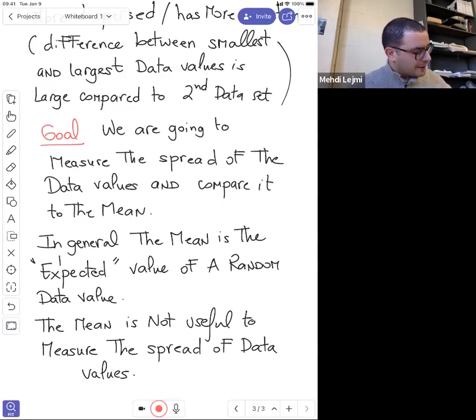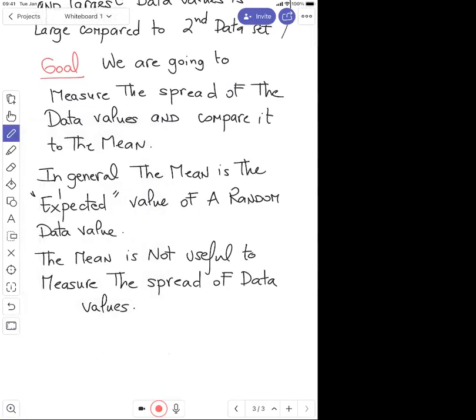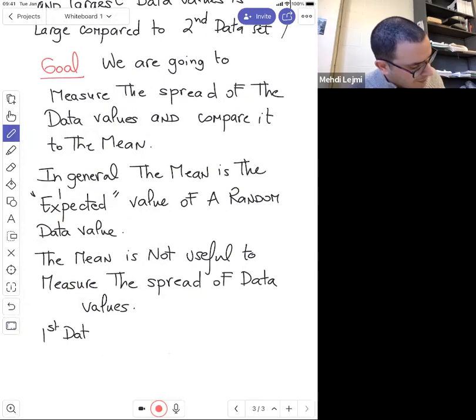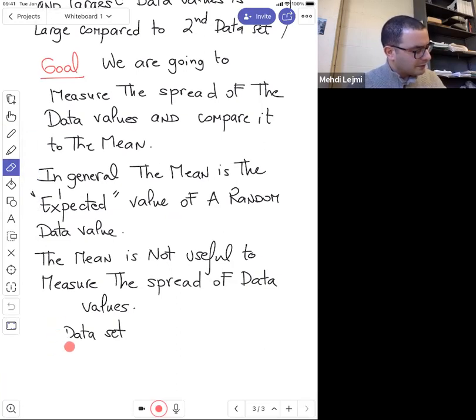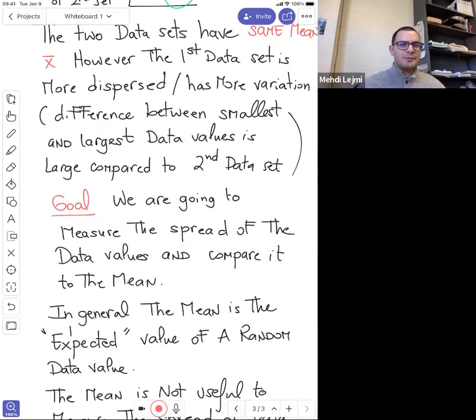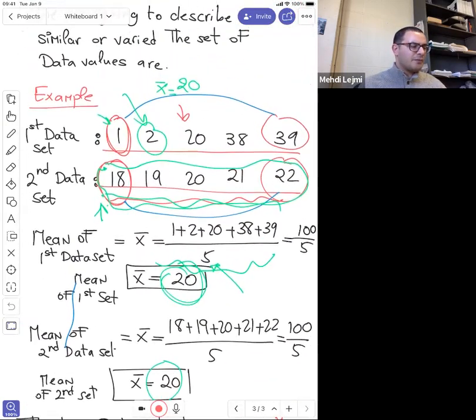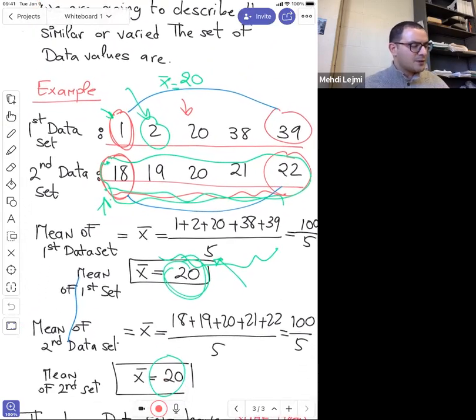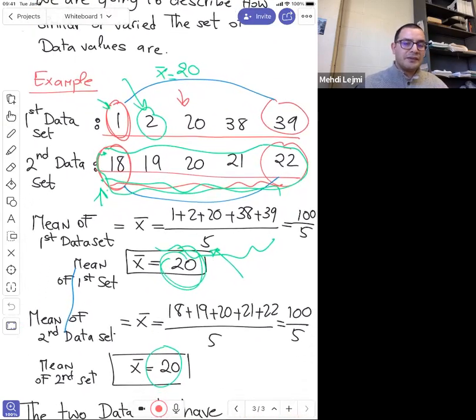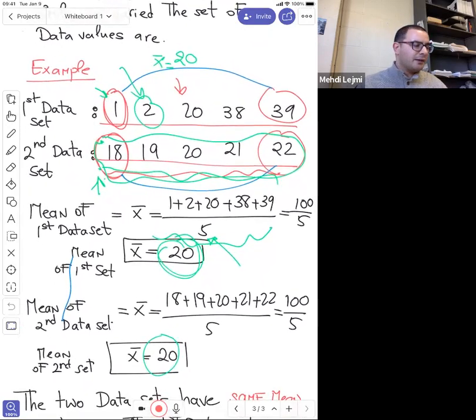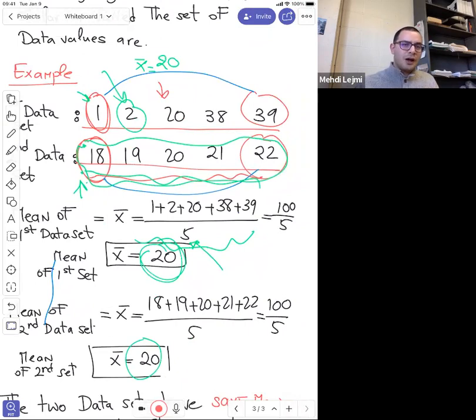So in this example, both data sets have the same mean. However, the first data set is more dispersed, has more variation, and the second data set is more constant. Is there any question, guys, about the idea here? So you see what I mean by the spread of the data, right? The idea is to see if the data values are close to each other, or they are really dispersed.